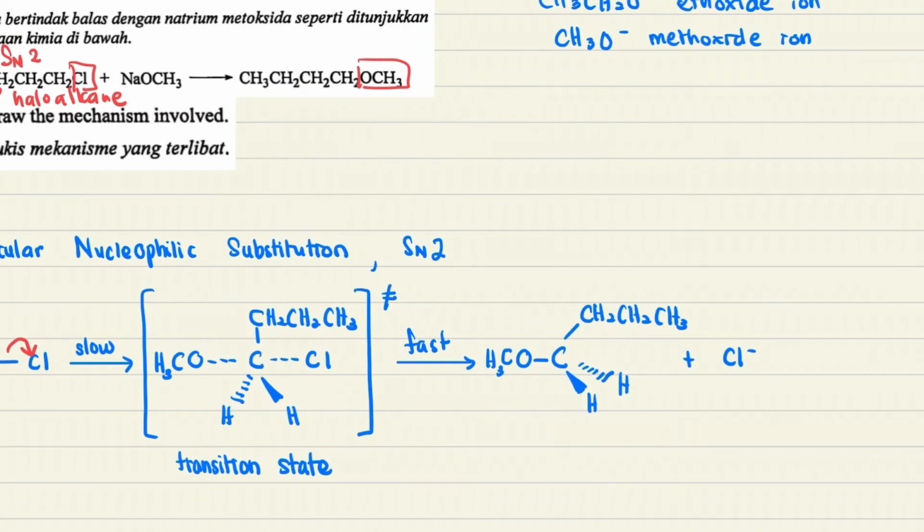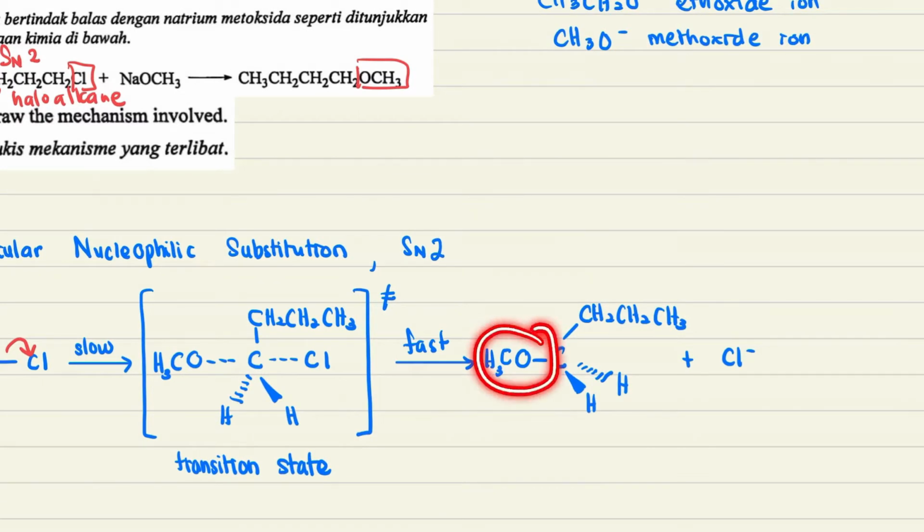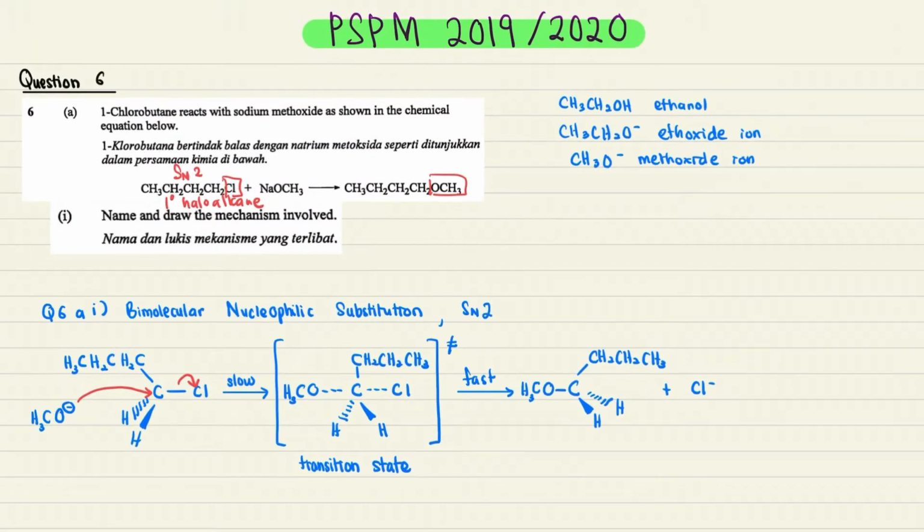Then in our product, it is already bonded. The nucleophile is now bonded with carbon, and the rest have all flipped to the right. Then Cl minus leaves. Okay, that is all for the SN2 mechanism.